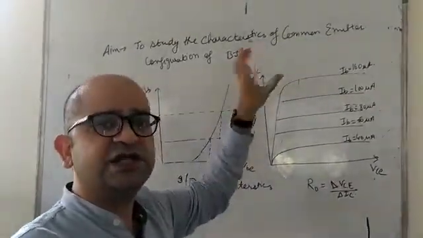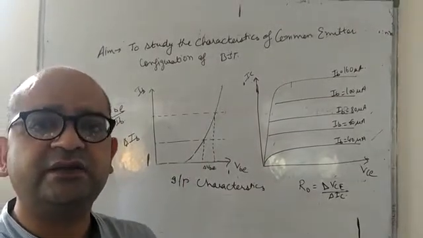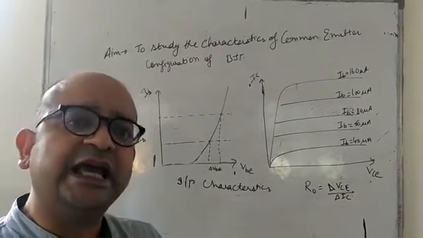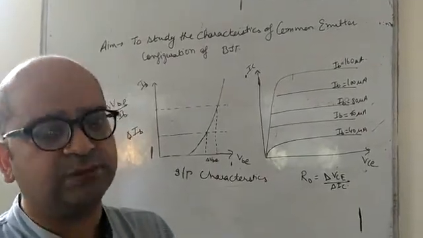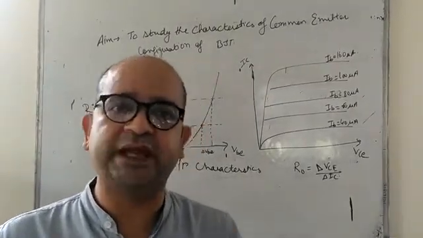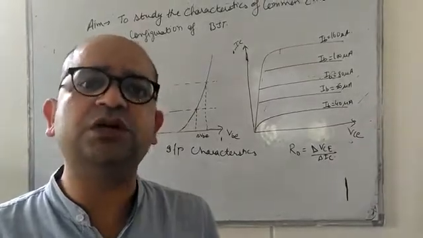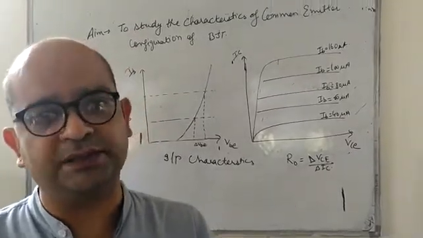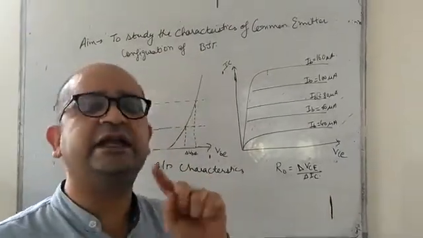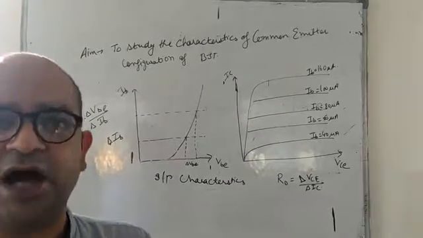Common emitter configuration, as we all know, is what? It means we have taken the emitter as the common terminal for both input as well as output, because to make the configuration stable and operate, we need two terminals as input terminals and two terminals as output terminals. Here also we have two terminals, taking the emitter terminal as common between the input and output.